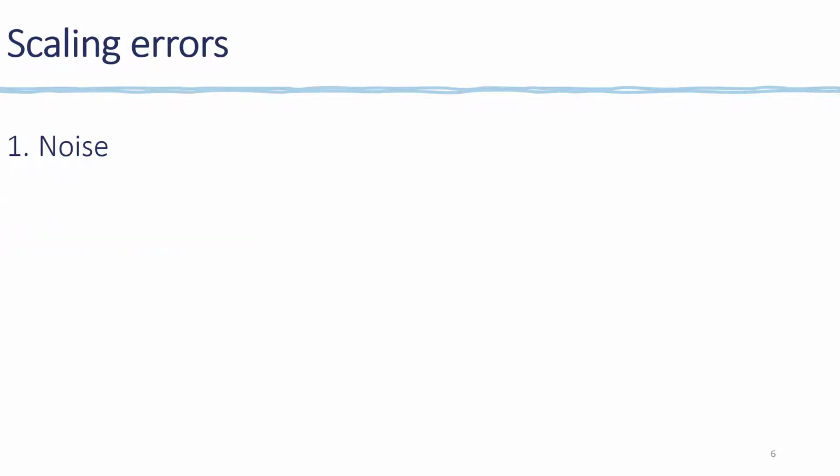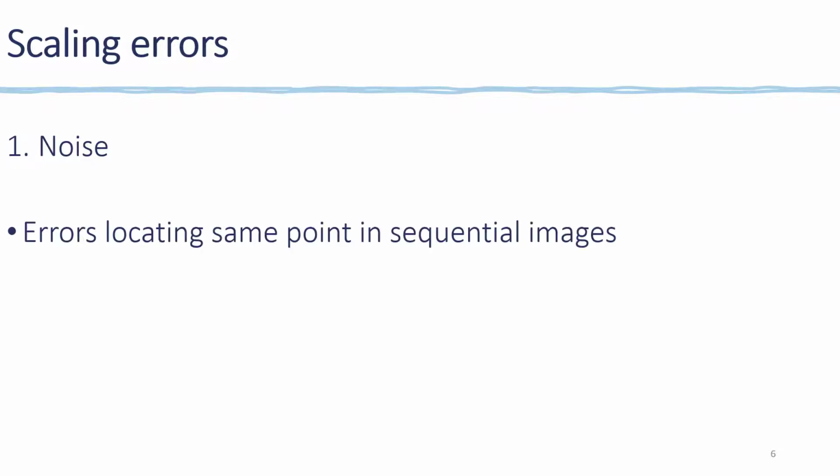The first one is noise. Now, this isn't noise like the sound that you hear, it's a different kind of noise. In this case, noise refers to irrelevant or meaningless data. And that noise can be caused by different things like errors locating the same point in sequential images. If you locate, for example, the knee to be in a slightly different position in 2 different images, then you'll have some error that's caused by noise in your definition of the location of the knee.